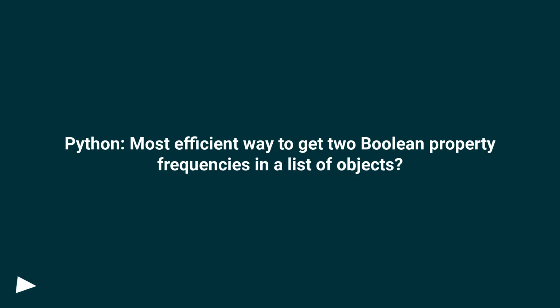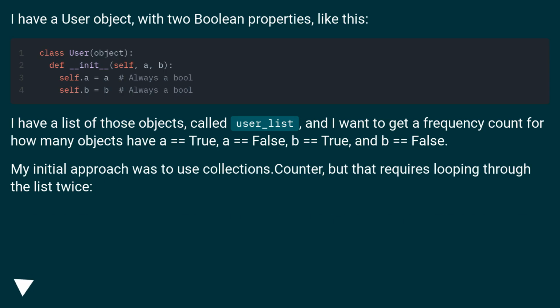Python, most efficient way to get two Boolean property frequencies in a list of objects? I have a user object, with two Boolean properties, like this. I have a list of those objects, called user_list, and I want to get a frequency count for how many objects have a = true, a = false, b = true, and b = false.